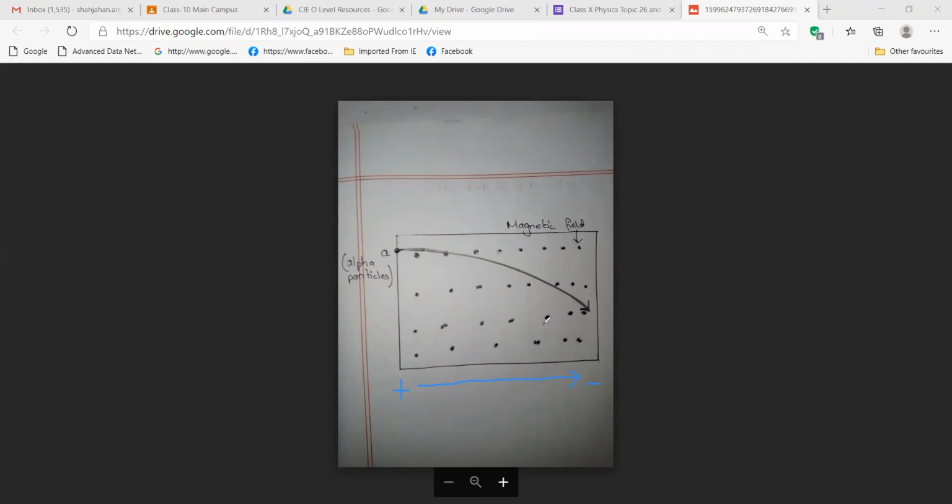Magnetic field inwards, so it should be up. Yes, it should be upwards. The thumb is showing you the force, right? So force is showing you the direction of the alpha particle, because force here works to deflect or deviate the alpha particles, right? You can draw here also. It's not necessary you draw in the corner. You can draw here also. Okay.